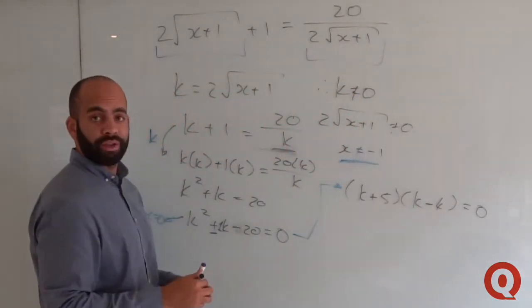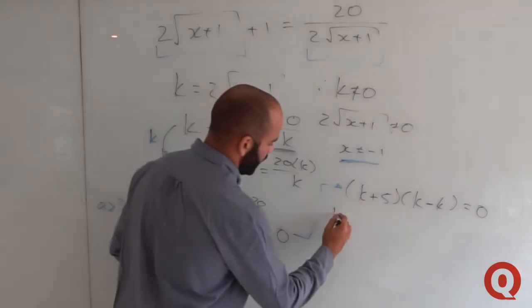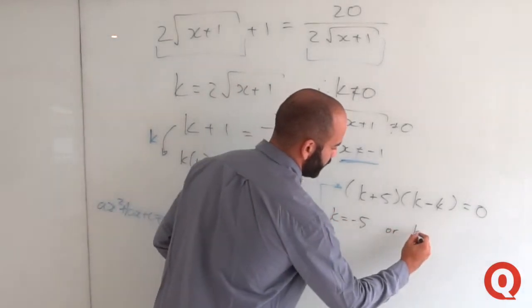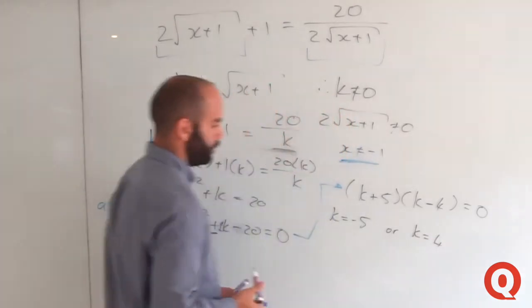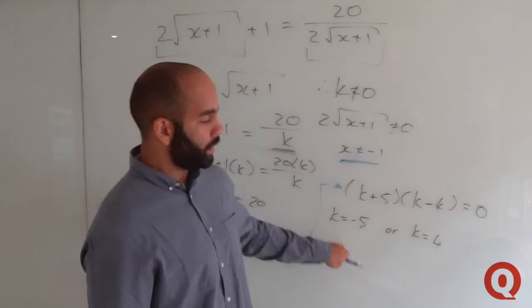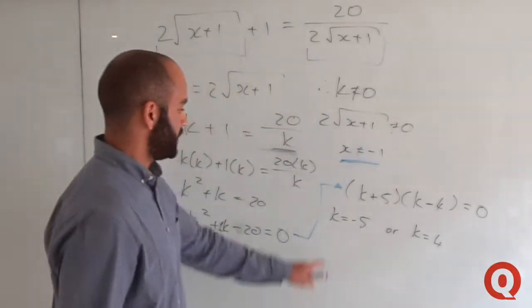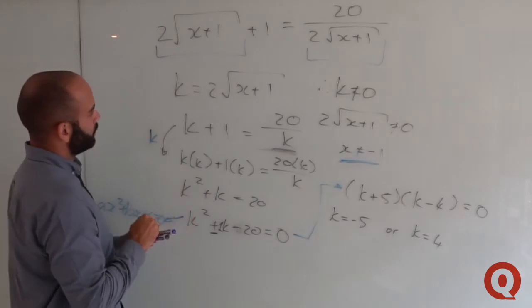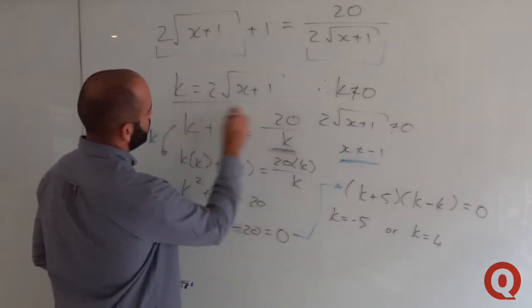So what do your critical values result in? k must therefore be equal to minus 5, or k must be equal to 4. But because we're dealing with surd equations and we've now found our result, we need to check the answer and substitute it back into the original substitution that we did for this expression.